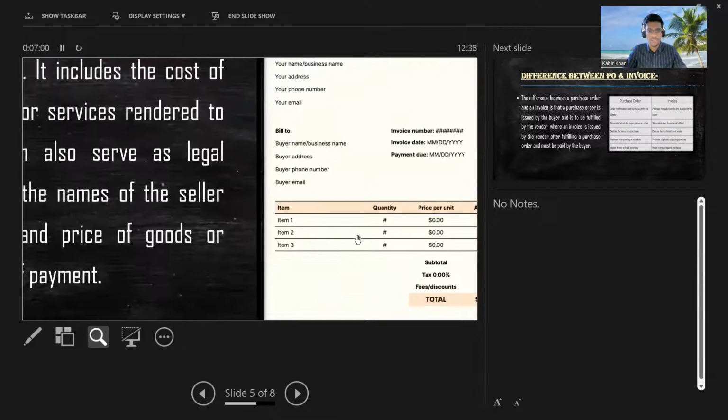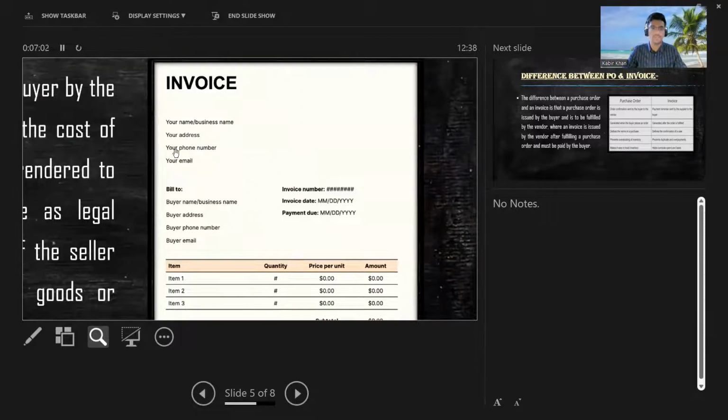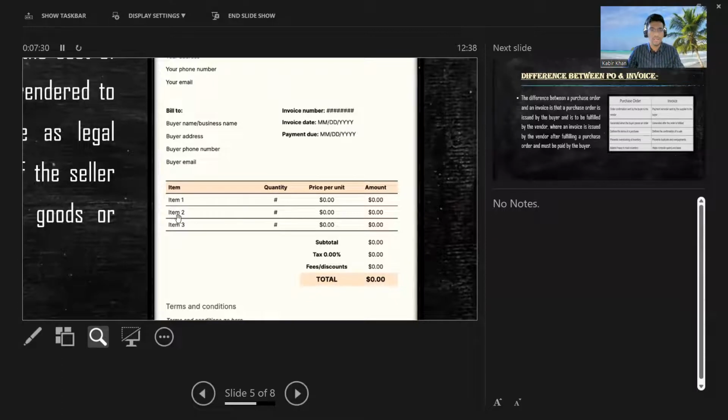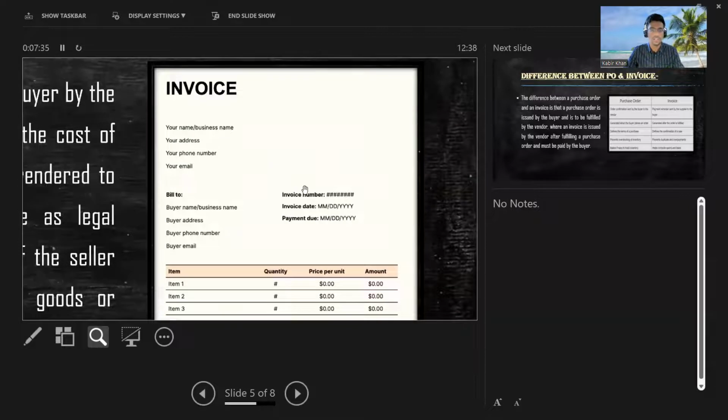So let's see a sample of the invoice, how it looks. Here is the invoice: your name, business name, address, phone, email ID, and then the bill to address. Here we can find the buyer's details, invoice number, invoice date and payment due. Based on the payment due, usually we consider 30 days from the purchase, so we usually need to pay the invoices within 30 days. Then there is item one, item two, quantity, prices, and the amounts. So this is how the invoice looks.